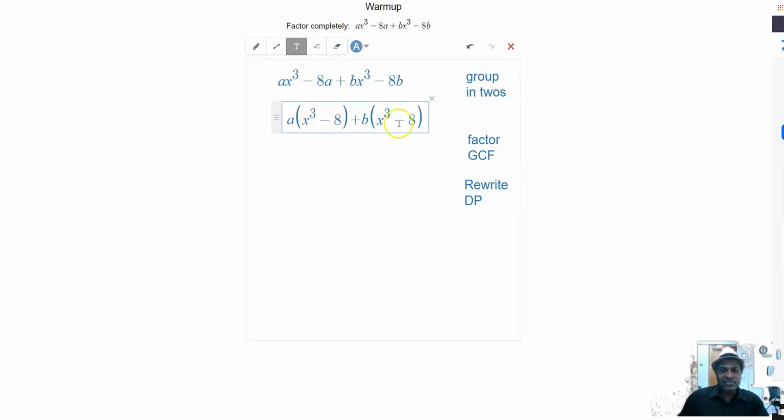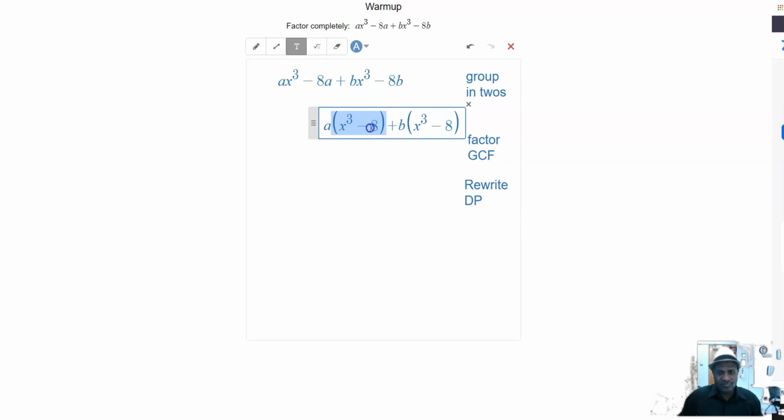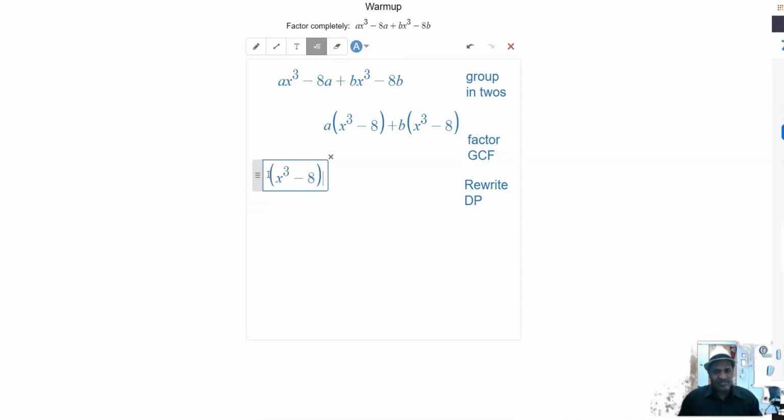So we look at what they have in common. They both have their x cubed minus 8. So that's our common factor. I'm going to write it first. Actually, all I'm going to do is just copy and paste it. And whenever you do copy and pasting, it's best to use the math box. Okay? And then what is left? I got an a plus b left over.